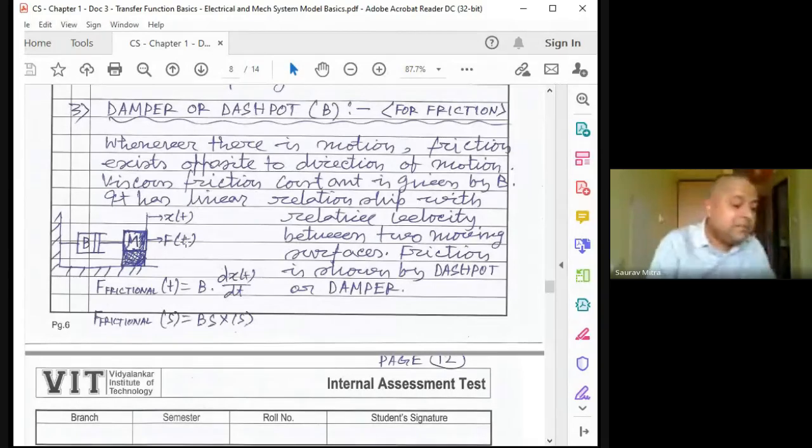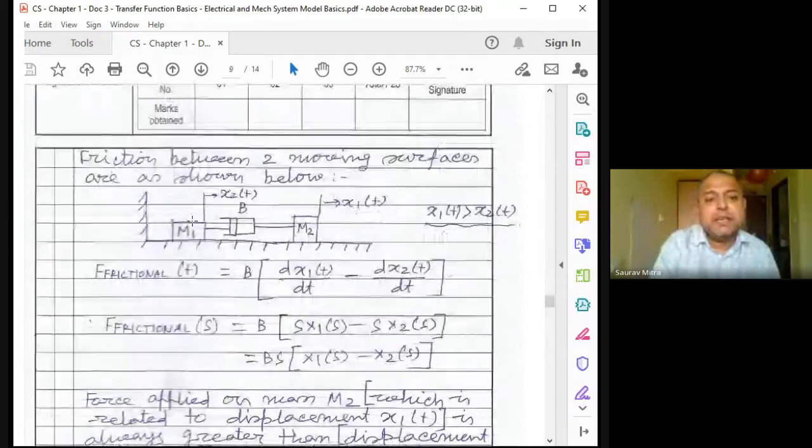Whenever the door is closing, at that time it is getting closed with respect to the friction. That friction is given by the friction force f(t). Obviously, it should be small f, B dx(t)/dt. So F(s) is equal to Bs X(s). Likewise, now what we are saying is the same thing: friction between two moving surfaces.